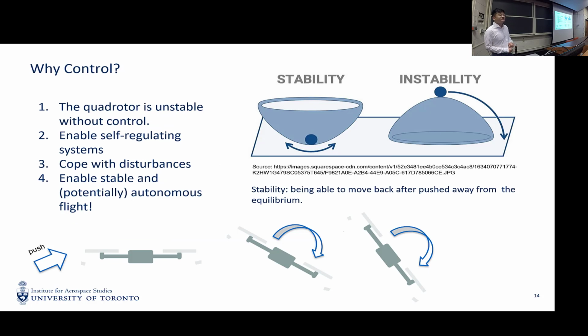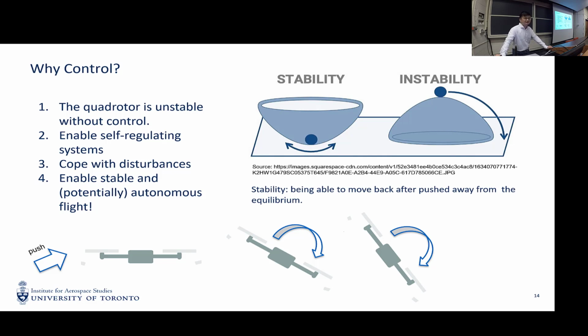So why control? Is anybody here familiar with the concept of stability and instability? Good. Do you know the difference? So what's the difference between a system being stable or unstable? Stable is like the system being stable, but unstable can still fluctuate into a stable state.